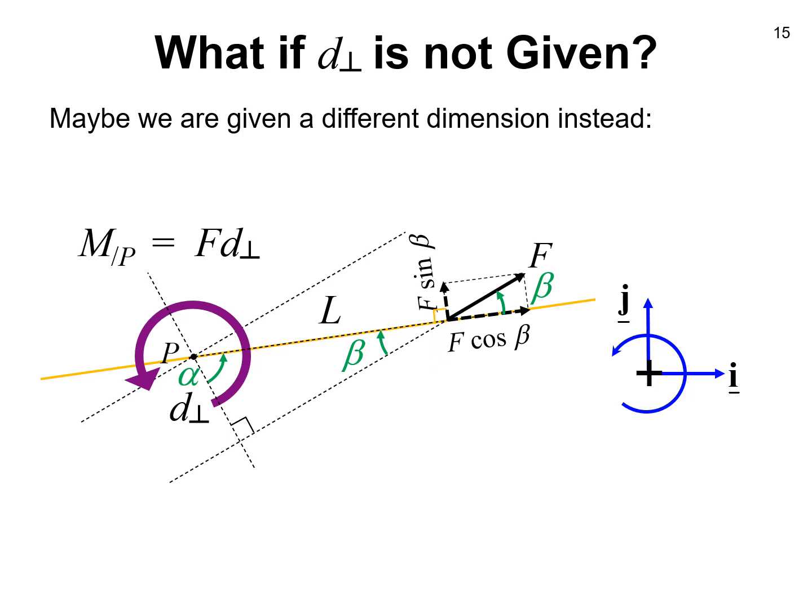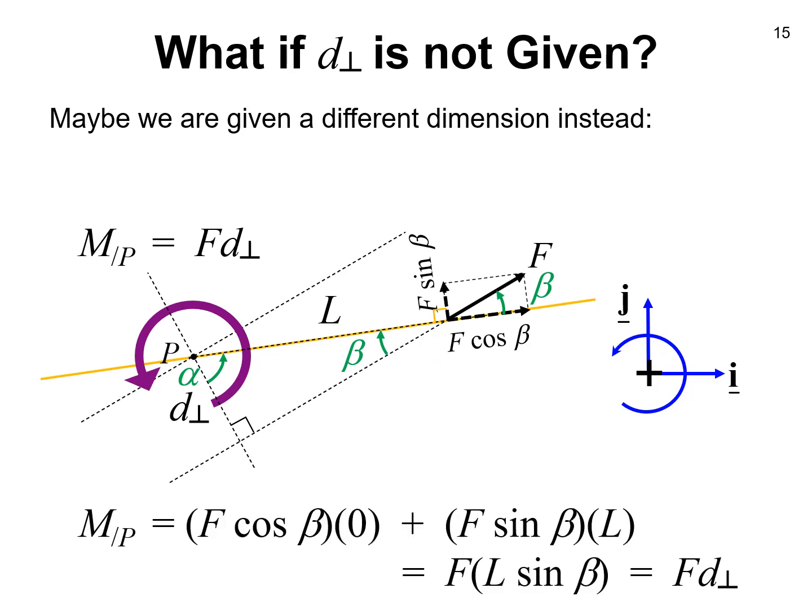But now the F sine beta is perpendicular to the line where L is drawn. And if I do the calculation, I now have F sine beta, the force component, multiplied by L, which is now that perpendicular distance. And if I rearrange terms, I have F times L sine of beta, which is back to where we were before, F times d perpendicular. It all works out to be the same final result. The only difference is a matter of the procedure based on the kind of information that you might have. And we'll see some examples like this throughout the rest of the course.